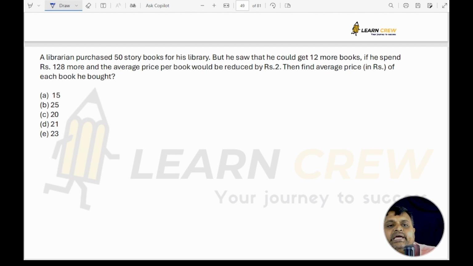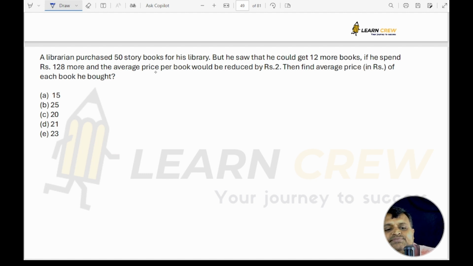Next, a librarian purchased 50 story books for his library, but saw that he could get 12 more books if he spent 128 rupees more, and the average price per book would be reduced by 2 rupees. Find the average price of each book he purchased.